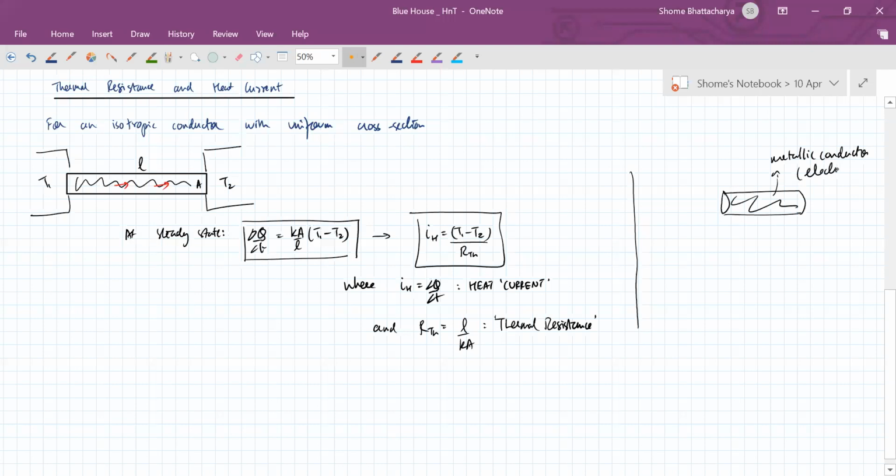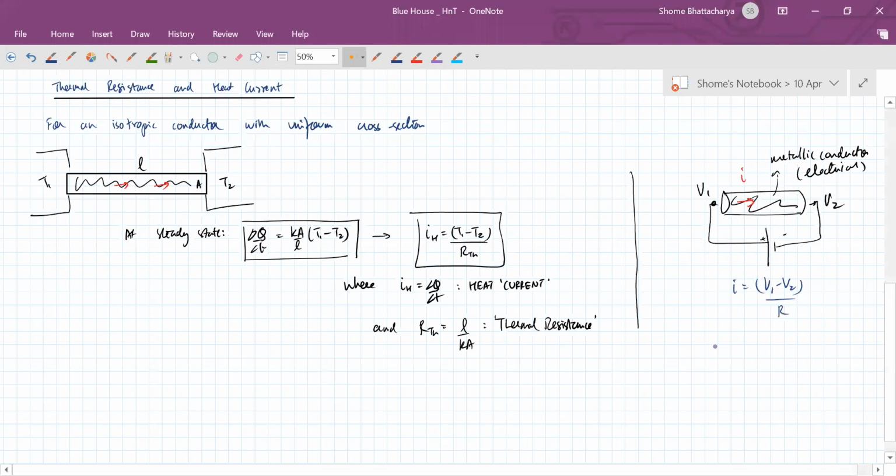for electrical conduction, and you subject it to a voltage difference such that this is V1, this is V2. So the electrical current that passes through is the potential difference divided by electrical resistance. Here the electric current is rate of charge flow, and the electrical resistance is rho L by A, or L upon sigma A, where sigma is electrical conductivity.